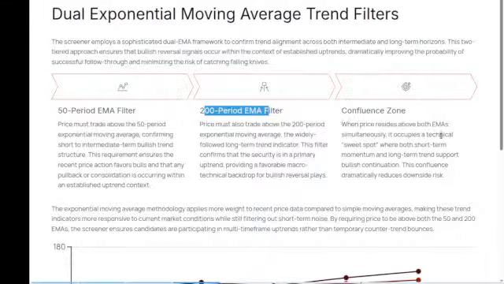So when price resides above the EMAs, it simultaneously occupies a technical sweet spot where both short-term momentum and long-term trends support bullish continuation. This confluence dramatically reduces downside risk.